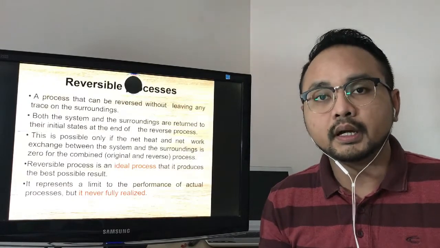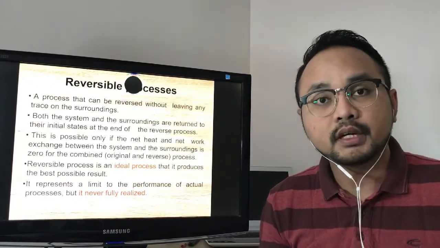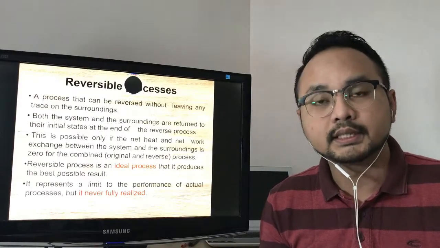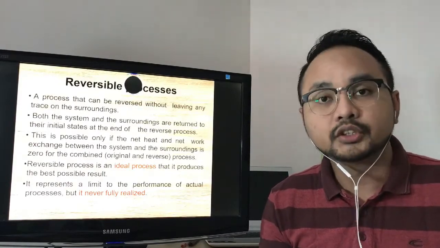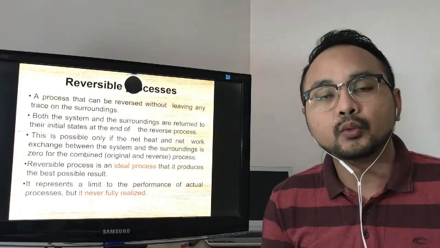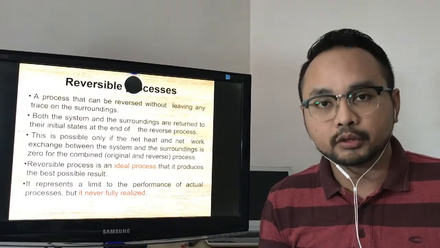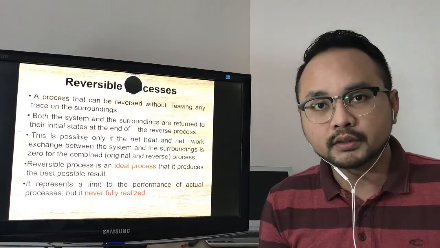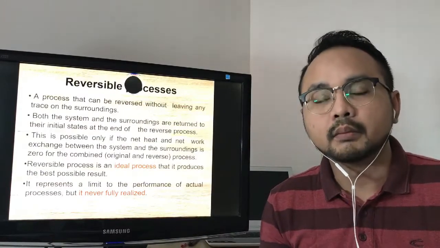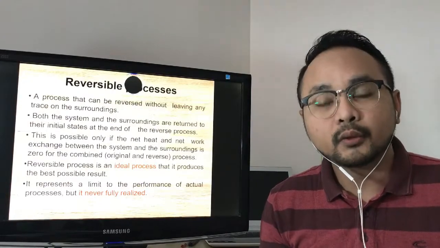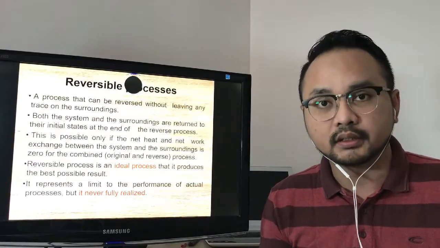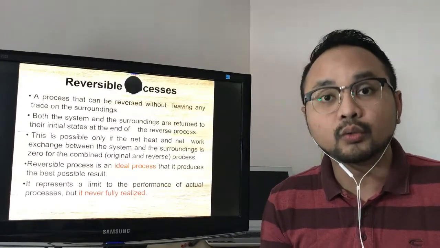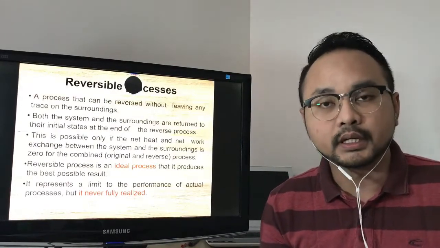From this example, it brings us to the definition of a reversible process, which is a process that can be reversed without leaving any trace on the surroundings. Then we call it a reversible process. So when a system is undergoing a reversible process, both the system and the surroundings will return to their initial state. This is possible if the net change of the heat and also work between system and surroundings is zero.